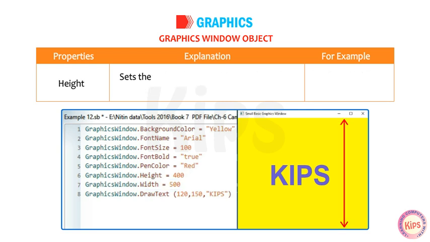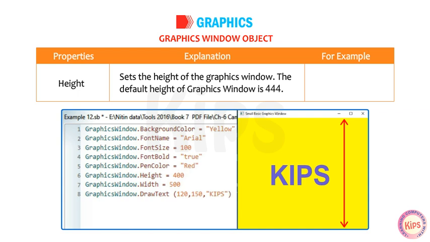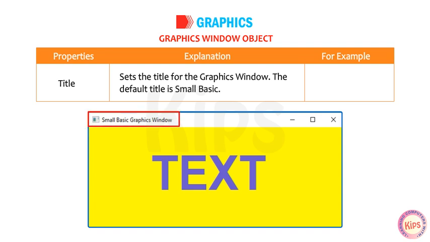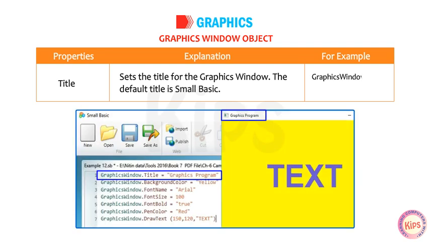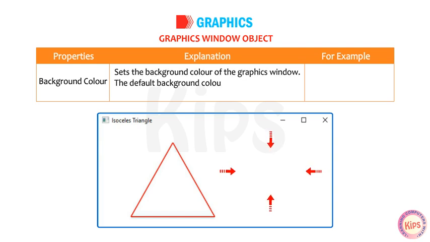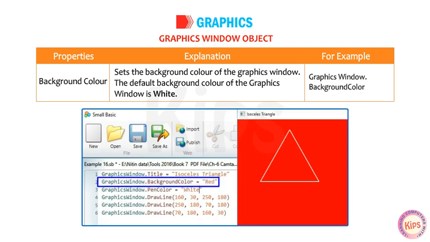Height. Sets the height of the graphics window. The default height of the graphics window is 444. GraphicsWindow.Height = 400. Title. Sets the title for the graphics window. The default title is Small Basic. GraphicsWindow.Title = "Graphics Program". Background color. Sets the background color of the graphics window. The default background color of the graphics window is white. GraphicsWindow.BackgroundColor = "Red".